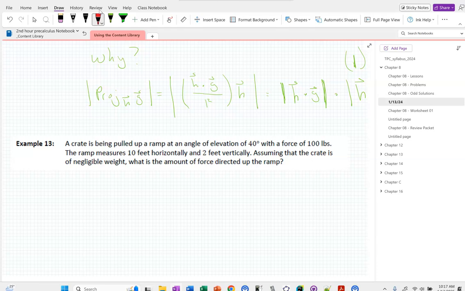Okay, it says a crate is being pulled up a ramp at an angle of elevation of 40 degrees with a force of 100 pounds. The ramp measures 10 feet horizontally and 2 feet vertically. Assume that the crate is of negligible weight. What is the amount of force directed up the ramp?